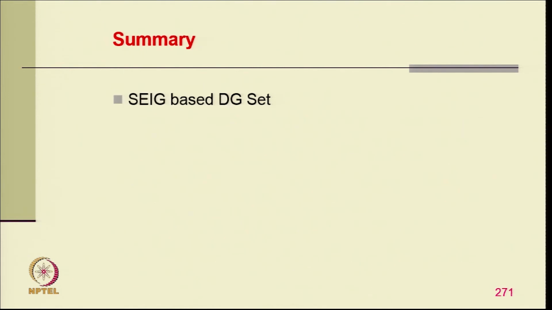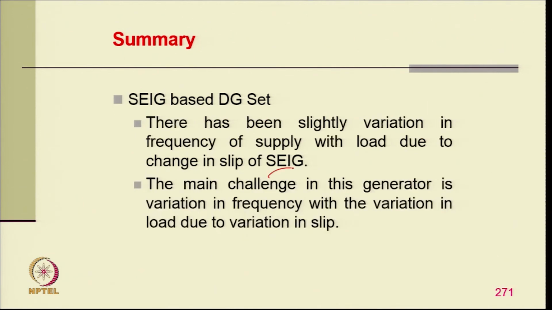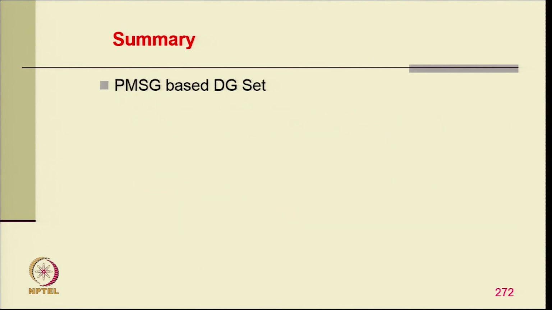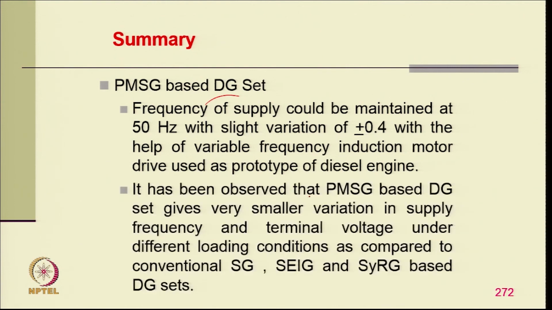Now, coming to the self-excited induction generator based DG set, there is a slight variation in the frequency of the supply with the load due to the changing slip in the self-excited induction generator. The main challenge in this generator is the variation in frequency with variation of load due to variation in slip. In case of the permanent magnet synchronous generator based DG set, the frequency of supply could be maintained at 50 Hz with slight variation of plus minus 0.4 with the help of a variable frequency drive, used as a prototype, and it has been observed that the PMSG based DG set gives very small variation in the supply frequency and the terminal voltage under different loading conditions as compared to the conventional synchronous generator and SEIG sets.